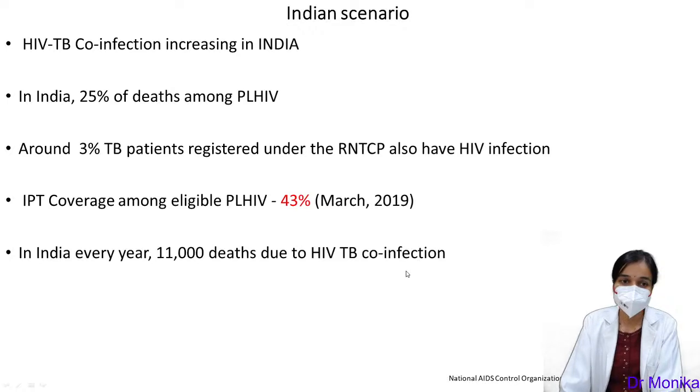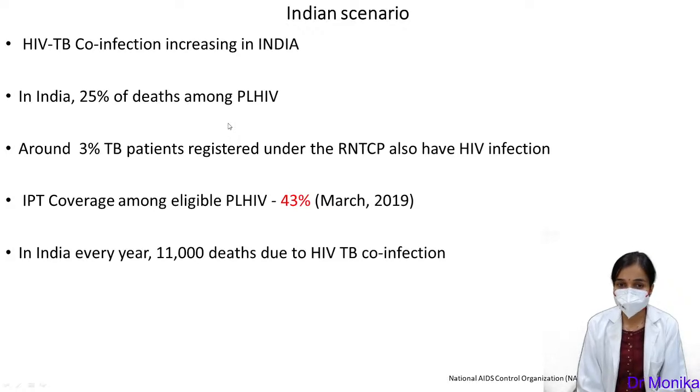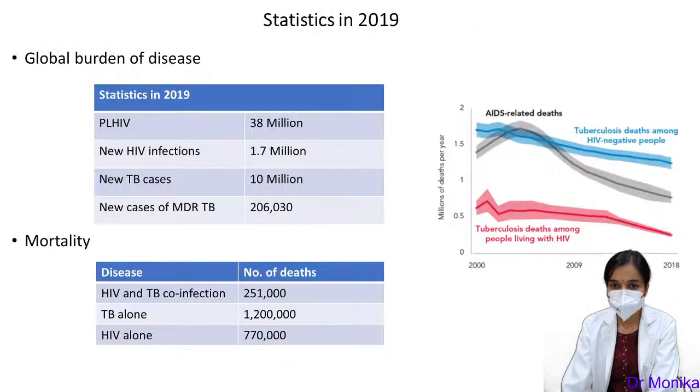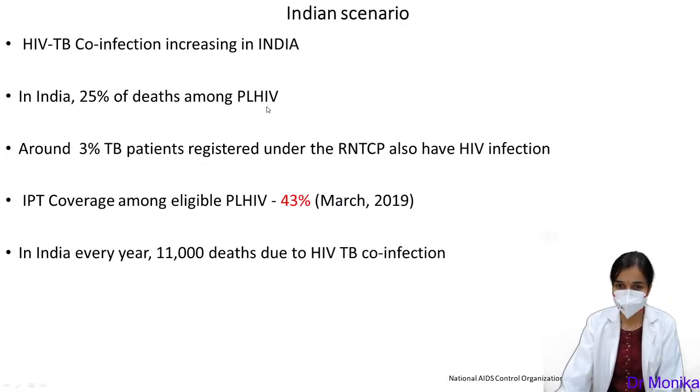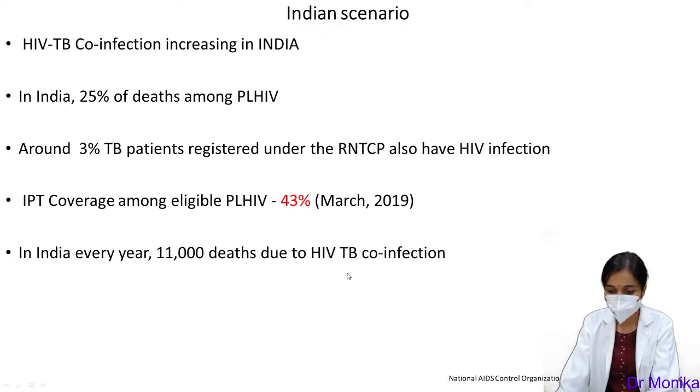Coming to the Indian scenario, in India the HIV-TB co-infection is increasing. Almost 25% of deaths among patients living with HIV are because of tuberculosis infection. According to the data, almost 3% of TB patients registered under the RNTCP also have HIV infection. The isoniazid preventive treatment coverage was found to be only around 43% in people living with HIV. This shows that more than half of the people are still susceptible to tuberculosis infection. And in India, every year around 11,000 deaths are recorded due to this TB-HIV co-infection.